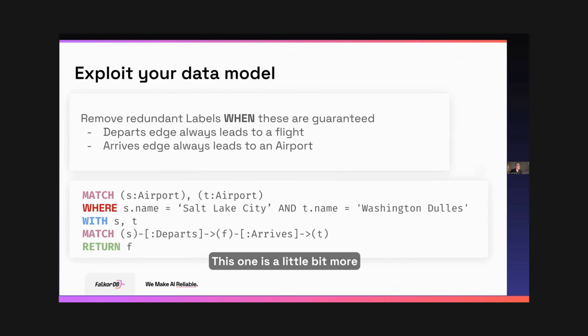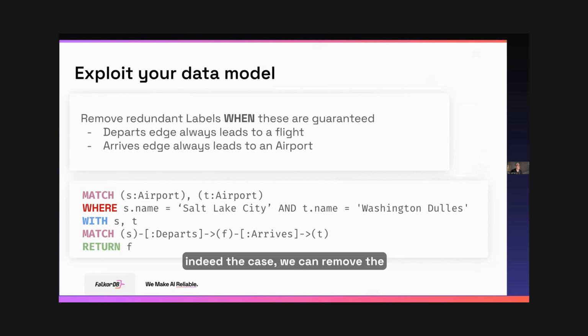Okay, this one is a little bit more non-trivial. The idea here is to exploit the data model. What we see here is that when we're doing the traversal, going from Salt Lake through a departure edge, we are guaranteed by our data model that a departure edge is going to resolve to a flight node. These are guarantees that you as a user need to enforce. But if you're enforcing those, then it is implicit that this F node is going to be of type flight.